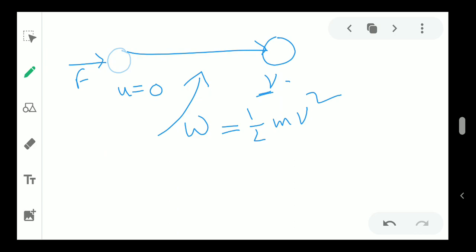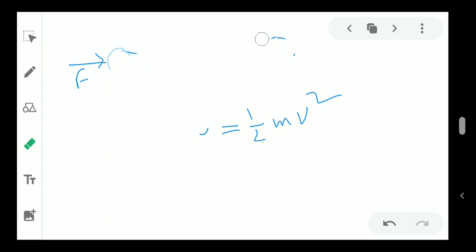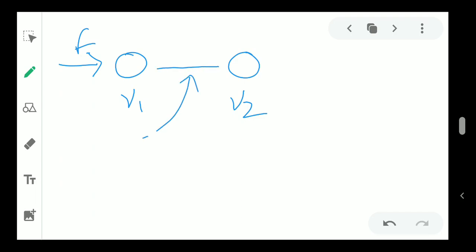Okay, now let's say a different situation, where the object was already moving, with a little velocity, let's say v1. The object was moving with it, and then I give some kind of force to it, and the object is now moving with v2 velocity. So the velocity has increased. That means I have done work, right? I have given the work. So how much have I given?